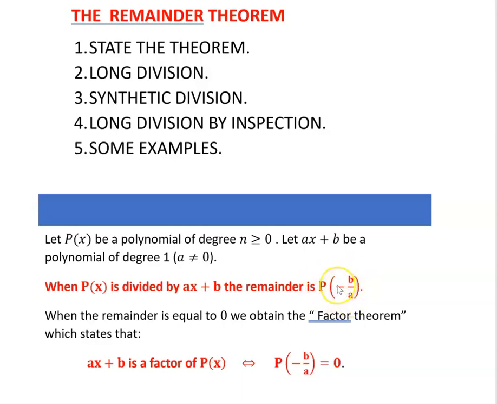In other words, if you want to get hold of the remainder without actually dividing p of x by the linear polynomial ax plus b, all you have to do is to substitute the number minus b over a for x in the expression of p of x.